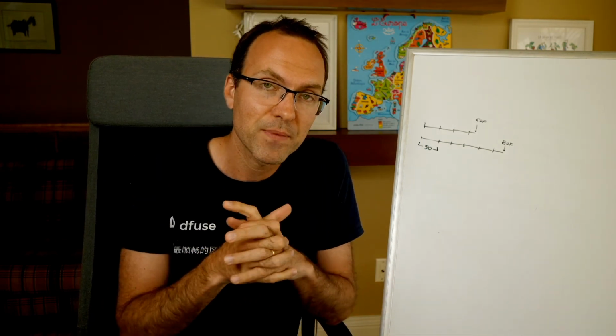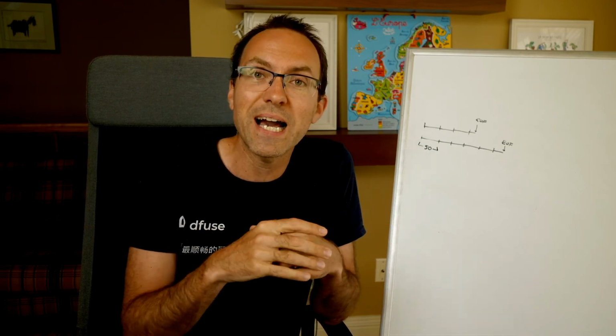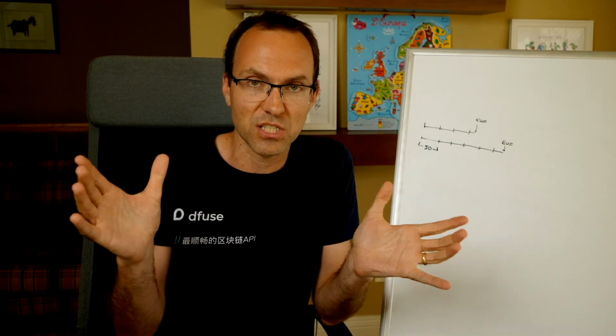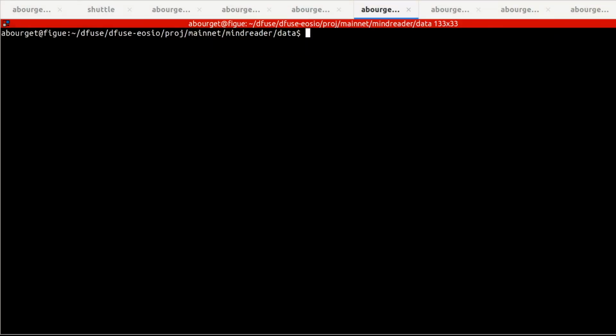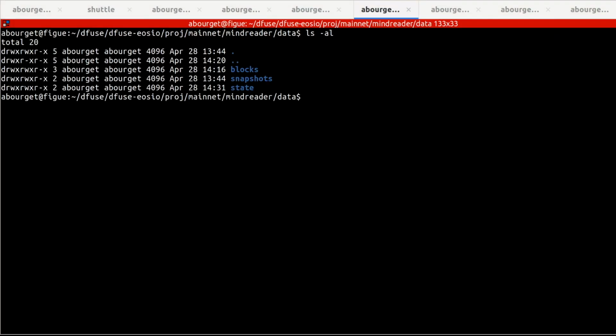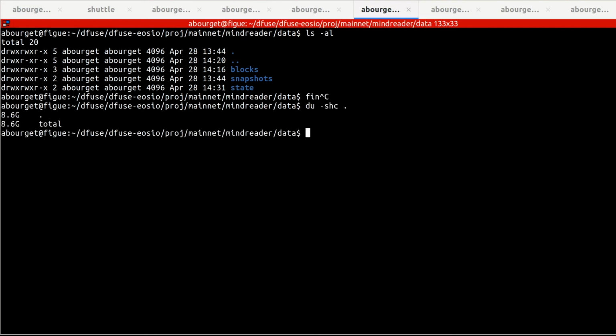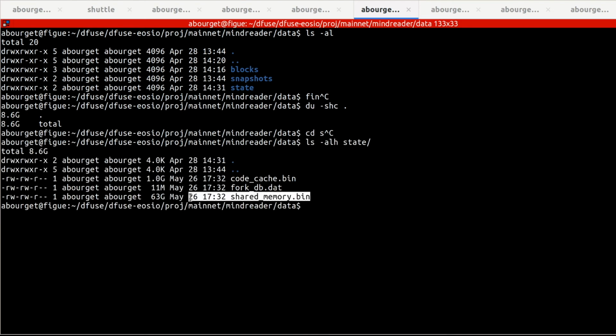is that the state is a sparse file. And on EOS, we had provisioned 68 gigs of such a file. If we look here on the terminal, here we have sample data from mainnet, right? If we look at what's effectively on disk, it looks like we have 8.6 gig. But if we look at what's inside the state, the shared memory here is 63 gigs, which is surprising.